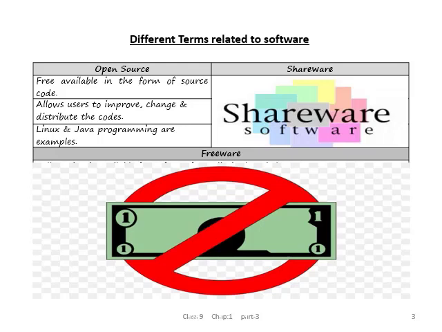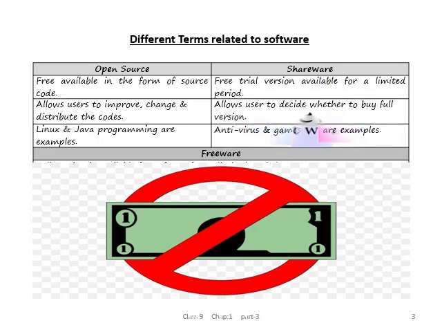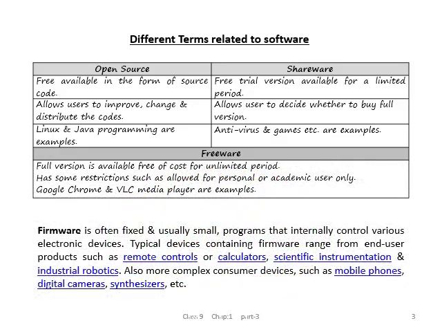It's a free trial version available for a limited period. It allows the user to decide whether to buy a full version or not. Antivirus and games are examples of shareware software. The freeware software is a full version available free of cost for an unlimited period. It has some restrictions, such as being allowed for personal or academic use only. Google Chrome and VLC Media Player are examples of freeware software.